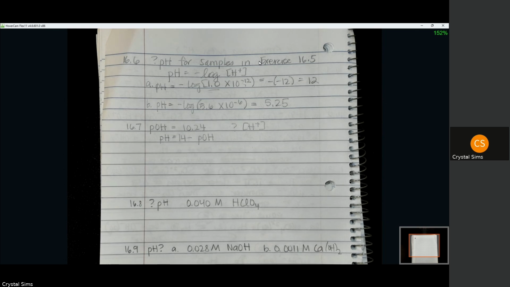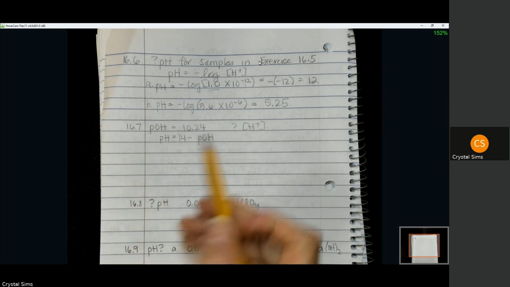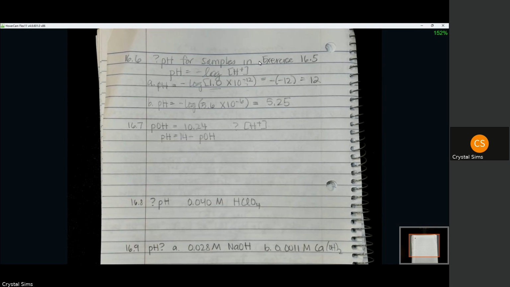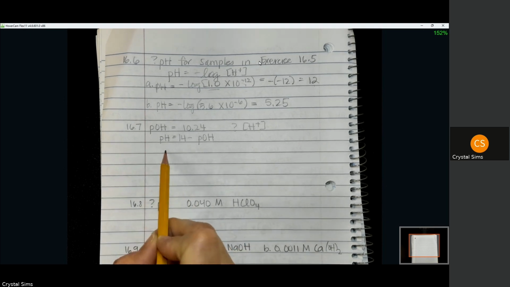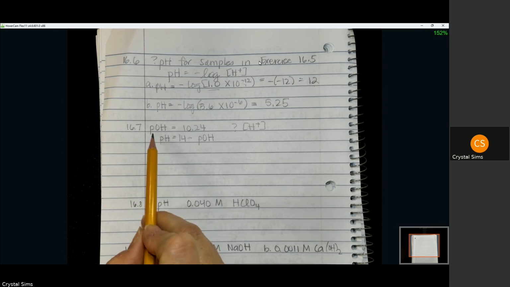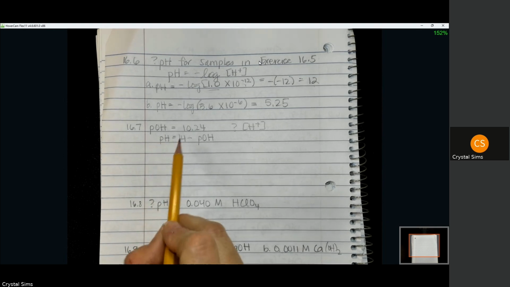Moving on to exercise 16.7. A sample of freshly pressed apple juice has a pOH of 10.24. What is the hydrogen ion concentration? So we're going to have to use another formula here. First things first, we need to get to our pH. So we're given pOH, we need pH.